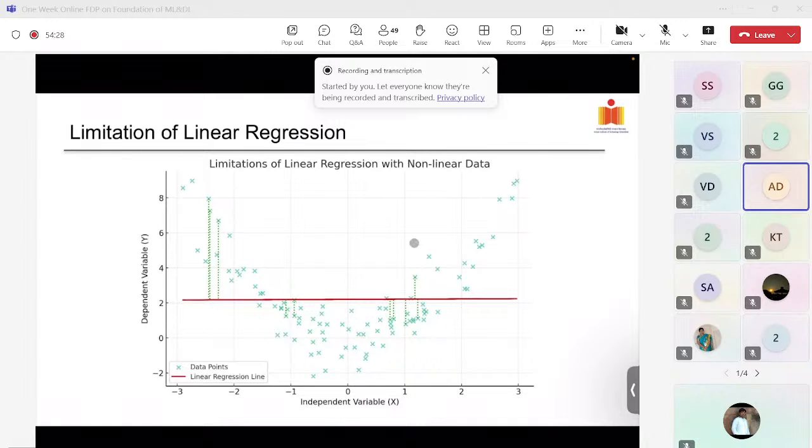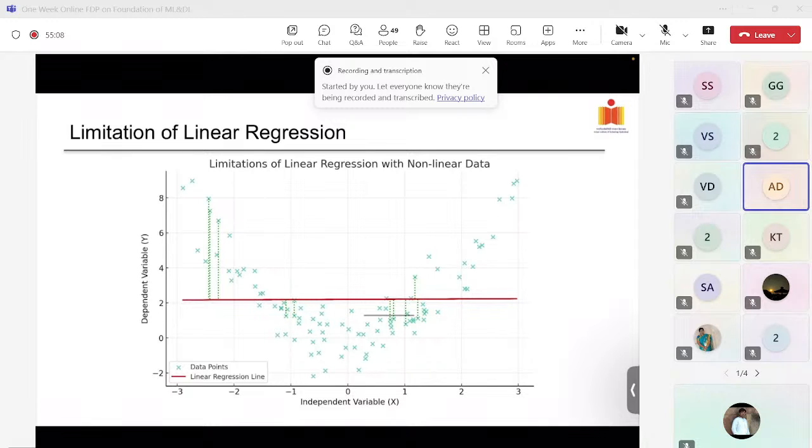So any guesses what is the best curve for this particular type of data? It's very simple. Just by observation, look at the pattern of the data. What type of curve do you think will fit the data perfectly? Parabola. Yeah, exactly. A very good curve will be something of the second order, which will give you a parabola.